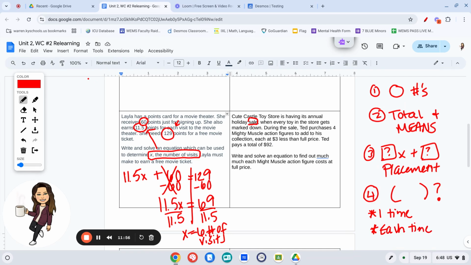So circle your numbers: 4, 3, and 92. Look for the word total and what it means. So total is 92, and that's talking about money. So again, guys, your pieces have to be talking about money. The only one that's talking about money is 3, meaning that the 4 has to go with the X. But anytime we're talking about a sale, you got to figure out if it's addition or subtraction. So 3 less than full price is subtracting.